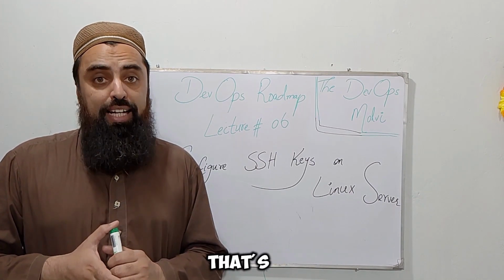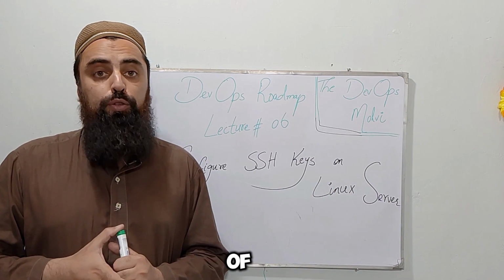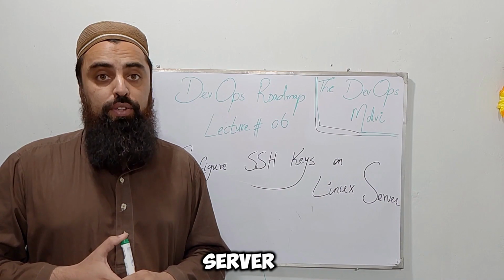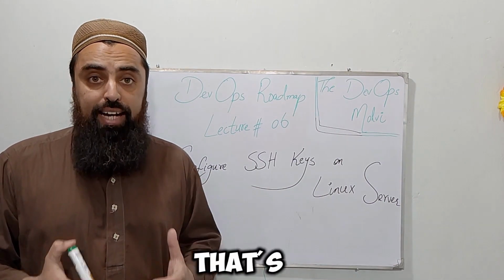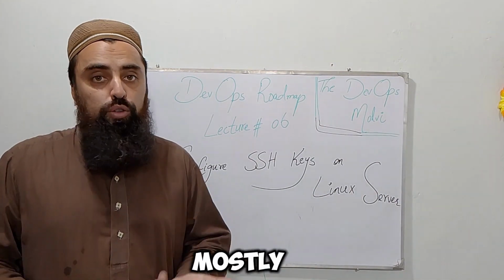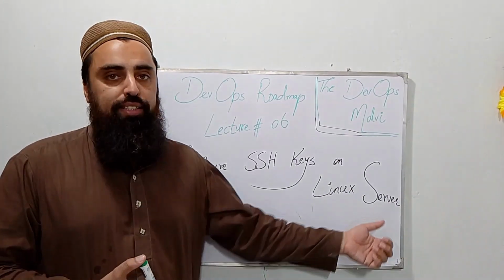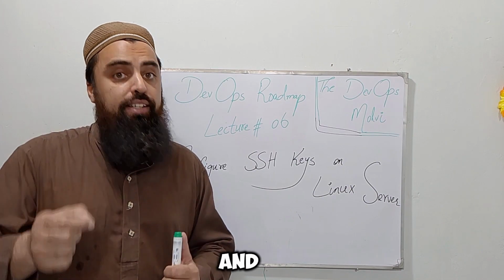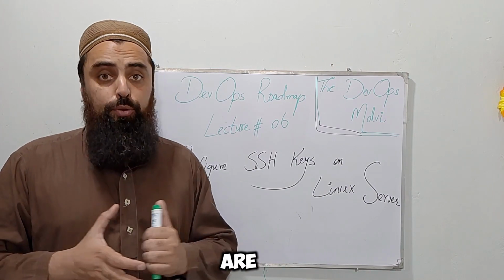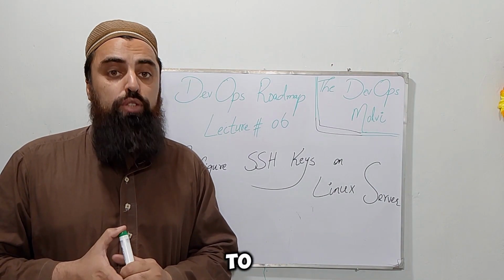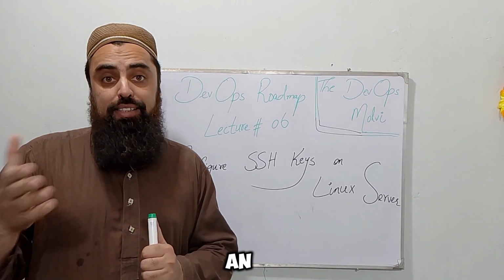force attacked. And that's why the alternate method of SSH keys is mostly used to communicate with Linux servers. The SSH keys consist of a private key and a public key, which are cryptographically secure keys and can be used to authenticate a client to an SSH server.